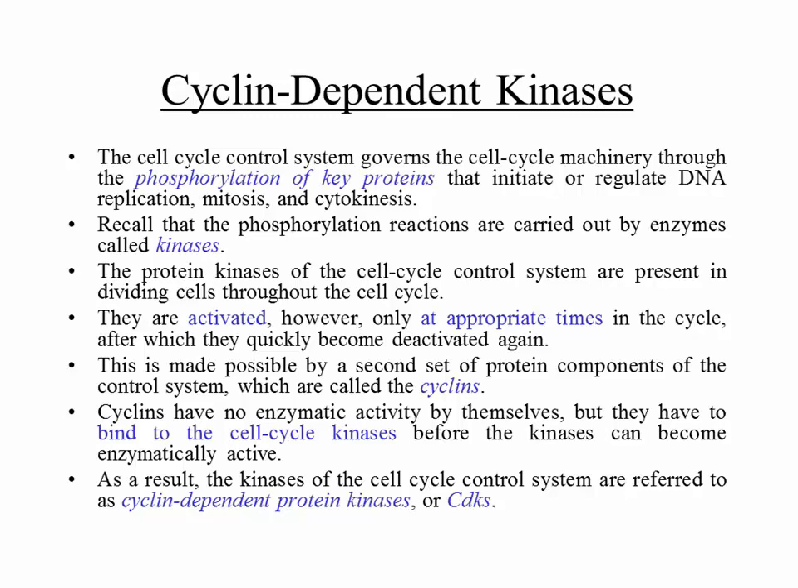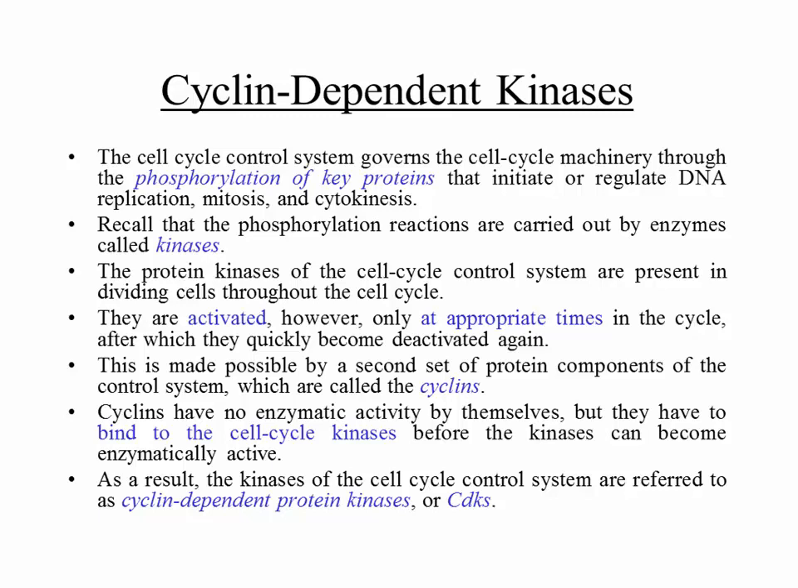Now recall that the phosphorylation reactions are carried out by enzymes that are called kinases, right? So we introduce kinases for a reason, okay, not just for the fun of it, especially since for the kinases, you cannot get any idea about their function. Like you have hydrolases, proteases, nucleases, you can just from the name say what its function is going to be, right? For the kinase, it's going to add a phosphate group. So the protein kinases of the cell cycle control system are present in dividing cells throughout the cell cycle, right? But they are not active. They are activated, however, only at appropriate times in the cycle, after which they quickly become deactivated again.